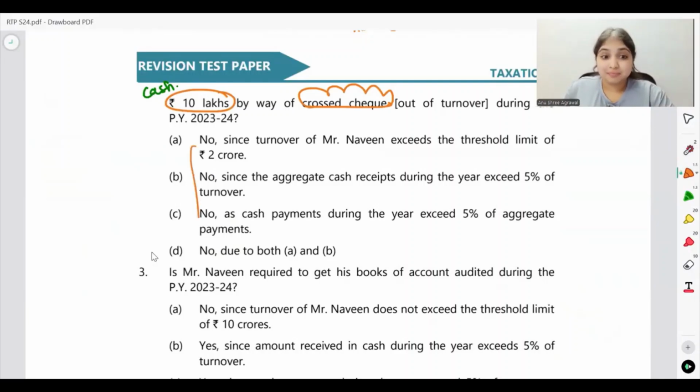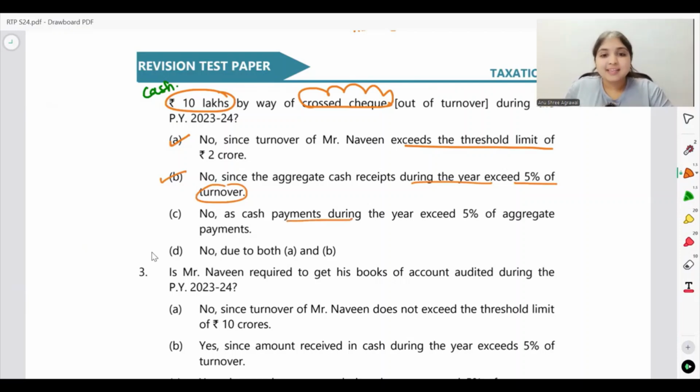So it can be any of the four. We'll have to read them all. No, since turnover of Mr. Naveen exceeds the limit of 2 crore. Yes, this does sound right. No, since aggregate cash receipts during the year exceed 5% of turnover, even this is right. We are looking at just turnover. So, cash receipts is exceeding 5% of turnover, yes.